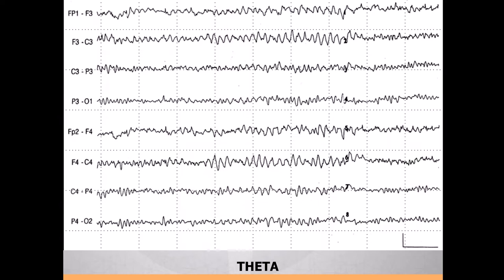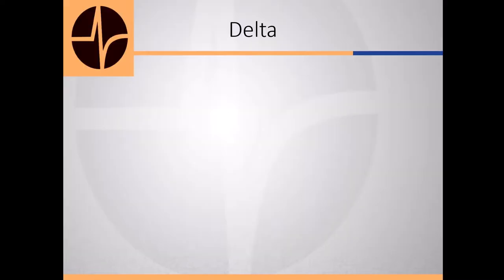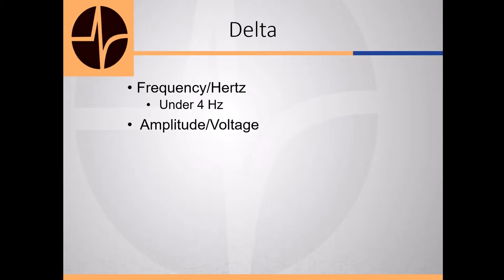Here's some theta. So you can see it just kind of looks a little slower. So if we look back here in the background, it's 1, 2, 3, about 4 hertz. 1, 2, 3, 4, 5, 6, 7 hertz. It's kind of slow. In a geriatric patient, this is normal. In an adult patient, it is abnormal. Delta, the frequency is anything under 4 hertz.